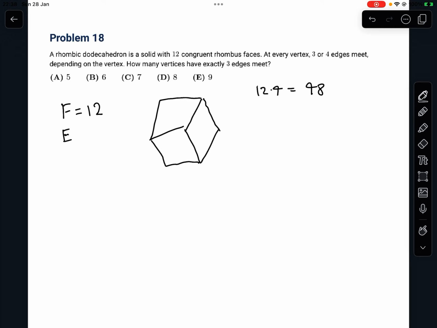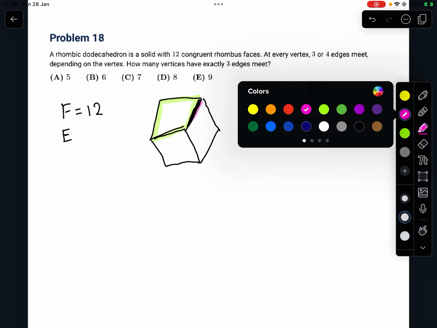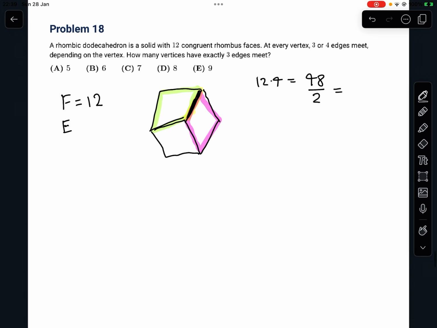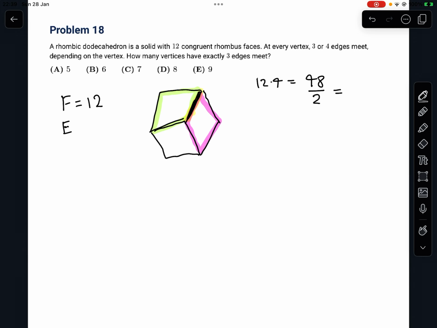Well, it's not going to be 48, because if you imagine it in a 3D way, for example, let this be another face, and then let this be another face. You can see basically every single edge of every rhombus is going to be used twice. Like this edge here, it's being used once by this face here, and it's also being used once by this face here. So every single edge is being used twice. So we need to divide this by 2 to find the actual total number of edges, which is going to be 24.